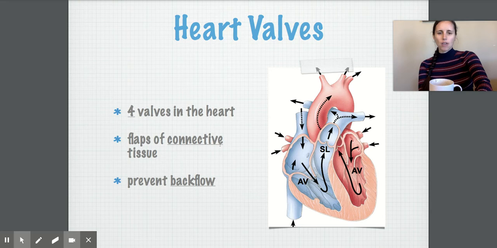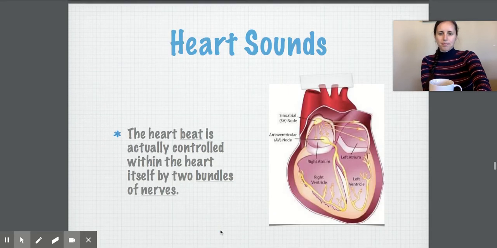What they actually are is flaps of connective tissue. So you can see your valves in your heart here. We call these atrioventricular valves. This is because they're between the atria and the ventricles. So we have our atrioventricular valves on both sides. We also have what are called semilunar valves here. The semilunar valves help to differentiate between the ventricles and the arteries that are carrying blood away. So our ventricles and our arteries, we don't want it flowing back from our arteries into our ventricles. So the semilunar valves help to protect that.